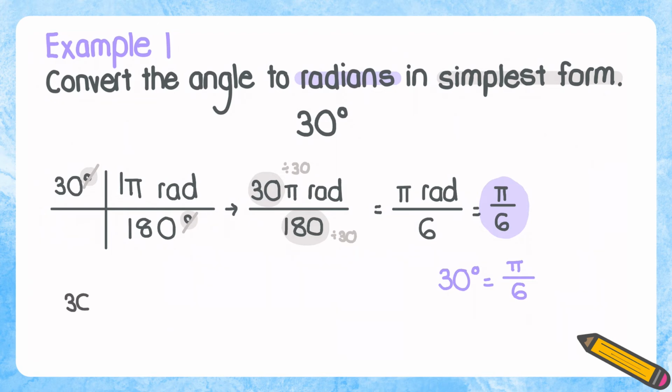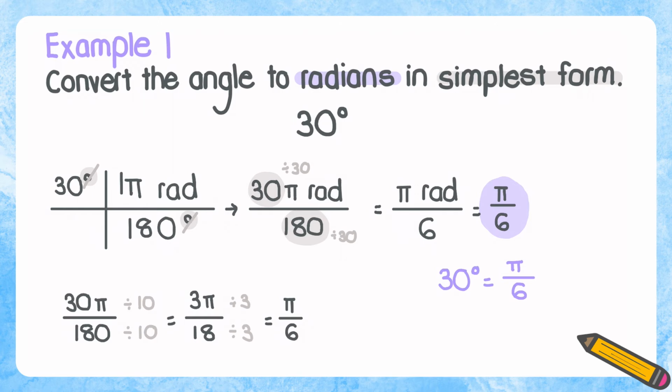Let's say you weren't able to find the greatest common factor right away. No worries, you just have a few more steps to do. So let's say you notice that 10 is a common factor, so you divide both the numerator and denominator by 10. We get 3 pi over 18. And then I notice that we can also still divide by 3. And I end up with pi over 6, the same answer. So it's okay even if you can't find the greatest common factor right away. Finding the GCF does help us simplify quicker though.